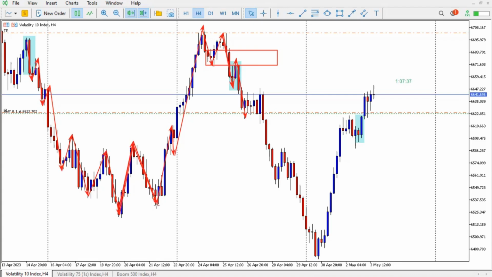Then something tells you the market is about to change. Then it went up and broke it. So this is a break of structure here. BOS. They call this one break of structure.